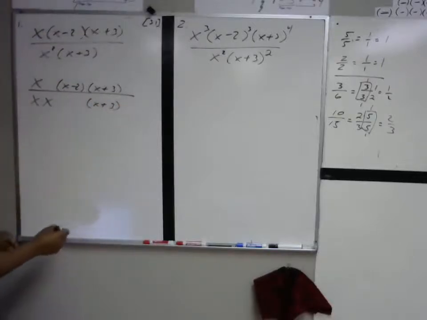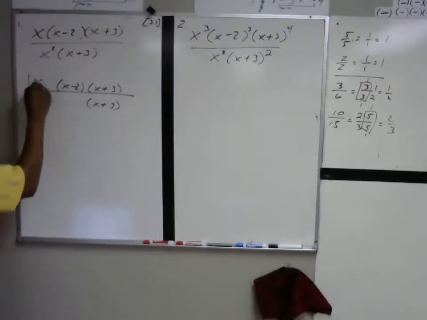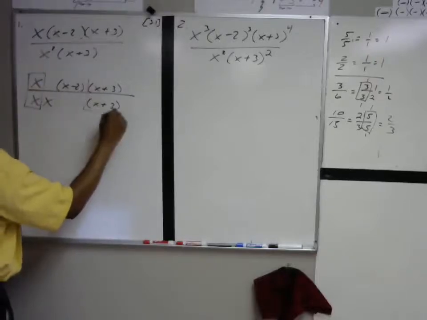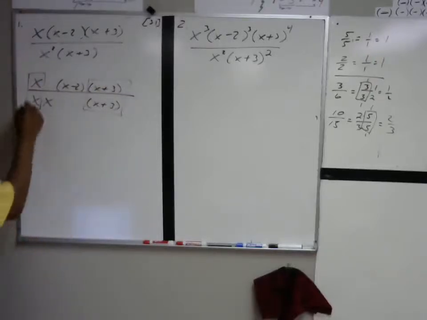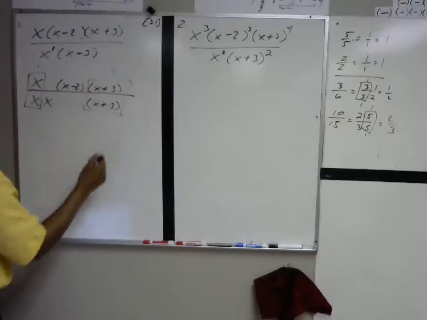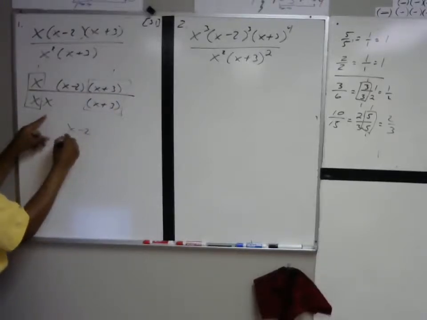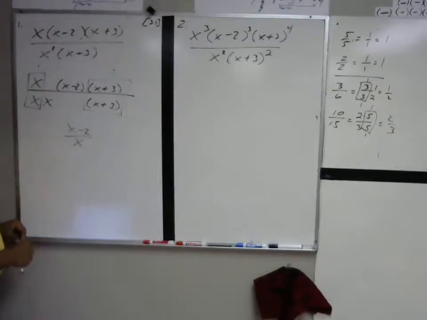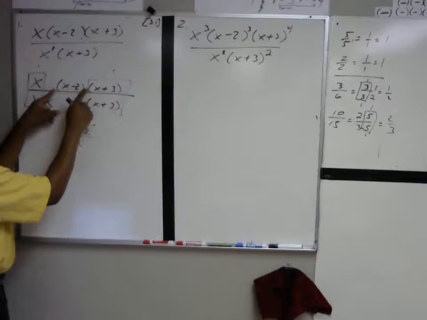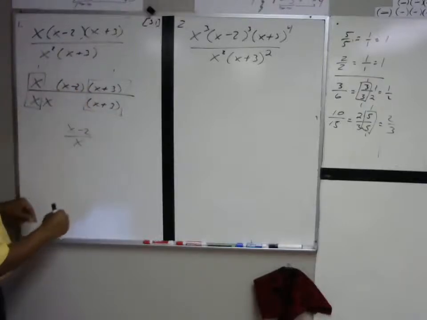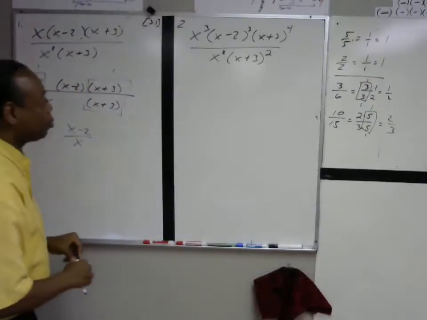Okay. So what we have here is equivalent to 1, and this is equivalent to 1. And so what's left when you simplify is the x minus 2 and the x. And since there are no more factors here, you don't need the parentheses anymore. Take a look at number 2.